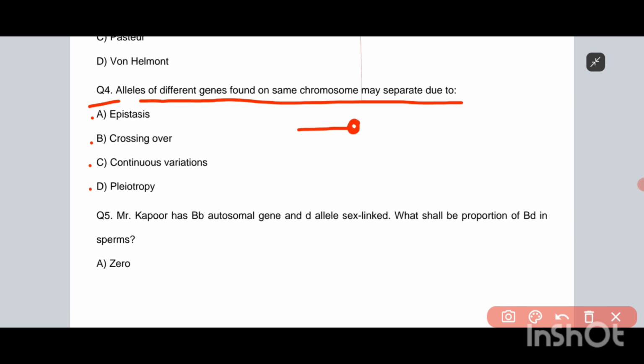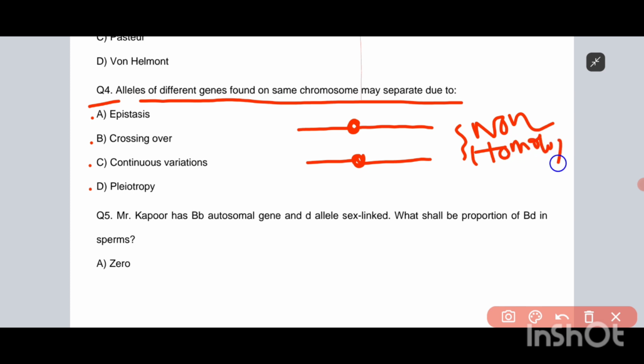Assume these two are non-homologous chromosomes. These two are non-homologous chromosomes. Okay, and here the question is given: alleles of different genes. This is very important. Alleles of different genes found on the same chromosome.